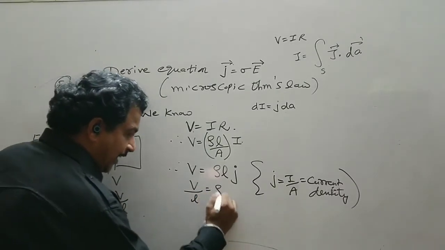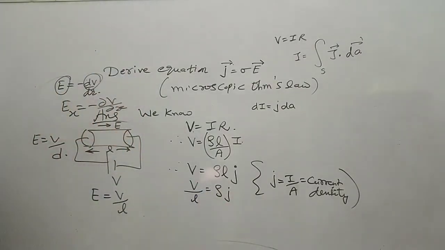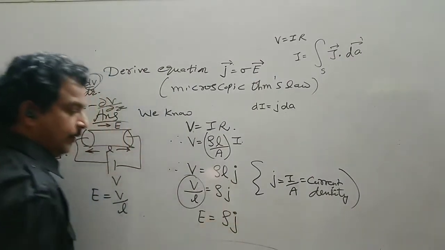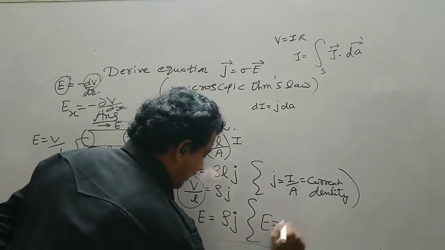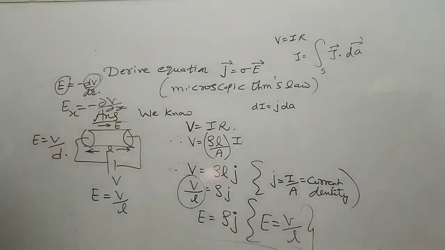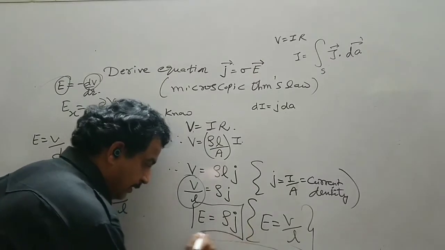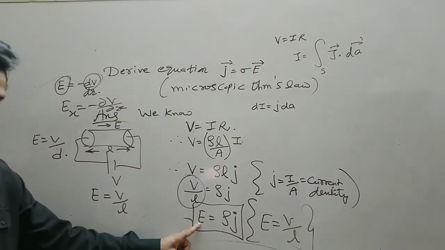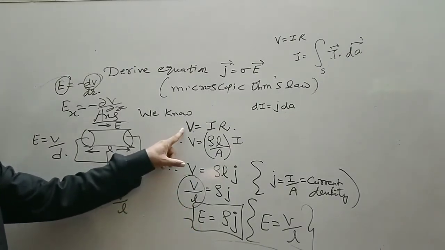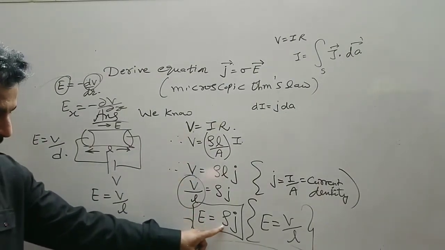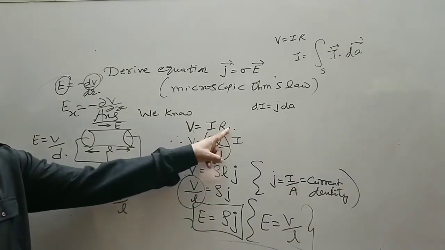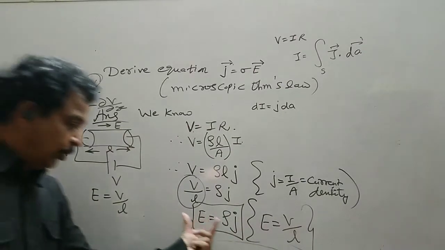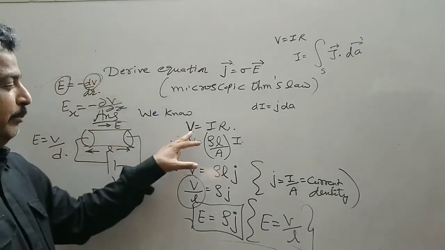So V upon L is equal to rho J. Now this V upon L is equal to E, so E is equal to rho J. Here we write the electric field intensity for a conductor as V upon L. So this is one form. Now see, it is similar to Ohm's law. E has a relation with V. Resistance has a relation with resistivity. Current has a relation with current density.